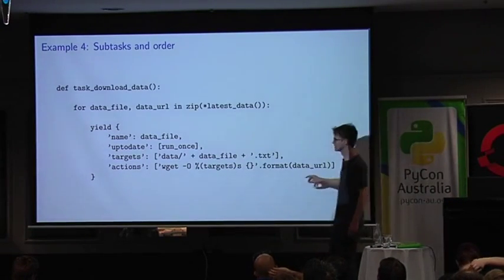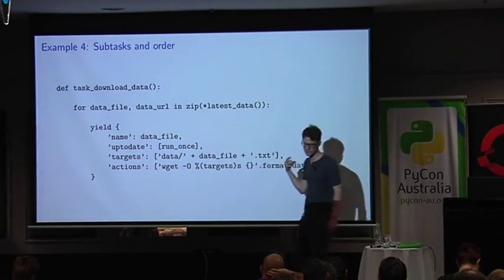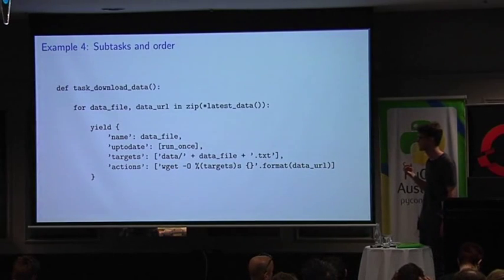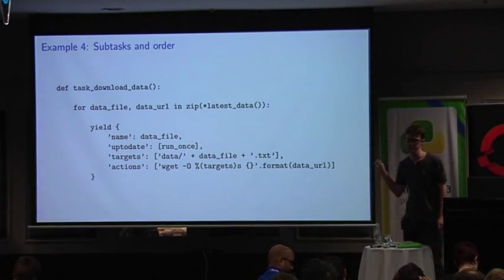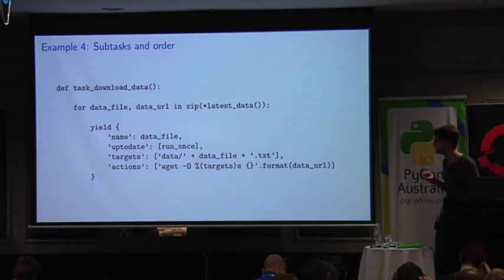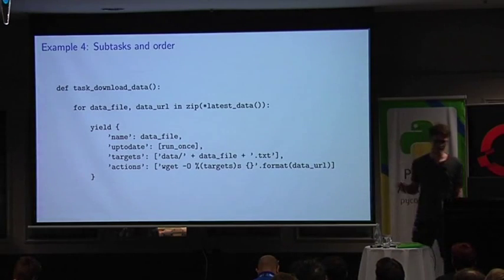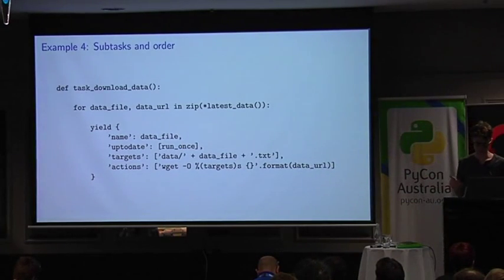I'll also point out that you need to define a unique name, because Doit uses the name to tell unique tasks apart. So you need a unique name for each task, just so that it can resolve all the dependencies correctly without going crazy. So this will run and download 3 data files and save them into a particular location.